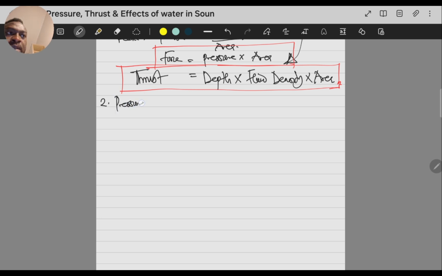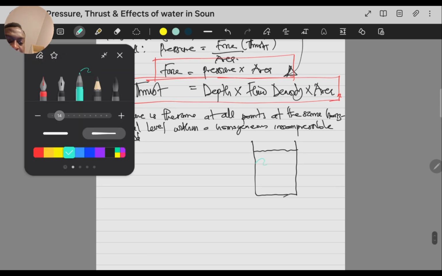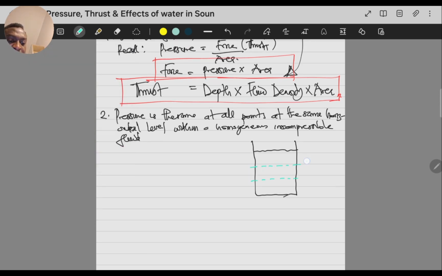Pressure is the same at all points at the same horizontal level within a homogeneous incompressible fluid. What that simply means is that if we have a container full of water, and we consider, let's say, three different points: point A, point B, point C, point D.